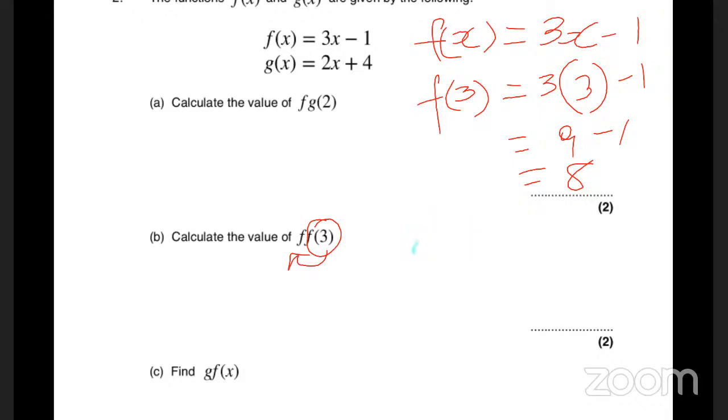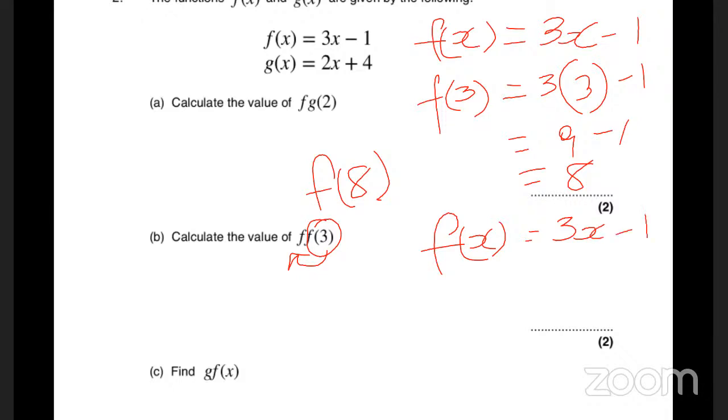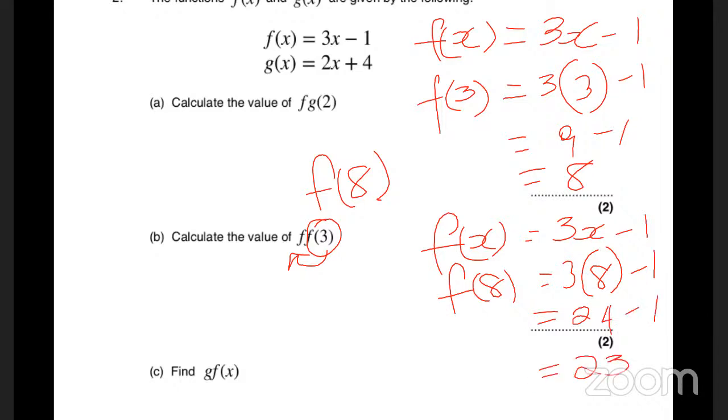So let me write the f(8) here. We're looking for f(8), right? Same f function, so write down your function. For some reason, I think it's good to always write down your function because it prevents you from making any mistake whatsoever. So that equals 3x - 1. So f(8) = 3 times 8 minus 1. 3 times 8 is 24, minus 1 is actually 23.